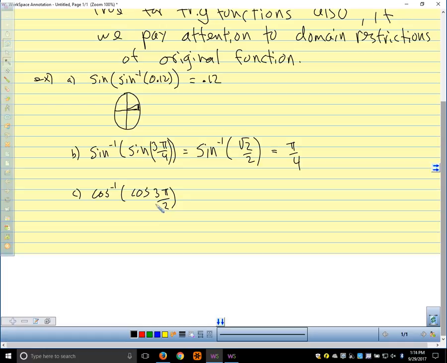For this one, we want the inverse cosine of the cosine of 3 pi over 2. It would be a mistake to say that this equals 3 pi over 2. Why? It's not between 0 and pi for cosine. So let's do this one inside out. That equals the inverse cosine of the cosine of 3 pi over 2, which is 0. And what is the inverse cosine of 0? What's the angle between 0 and pi with a cosine of 0? Pi over 2.